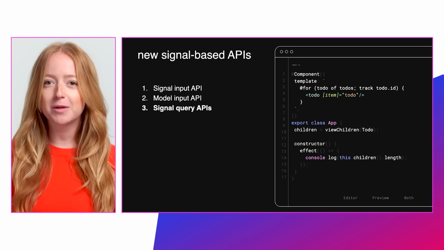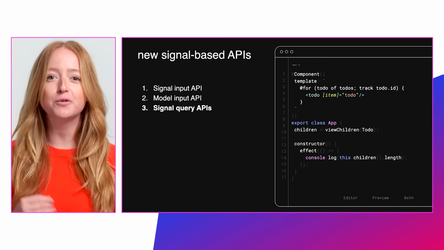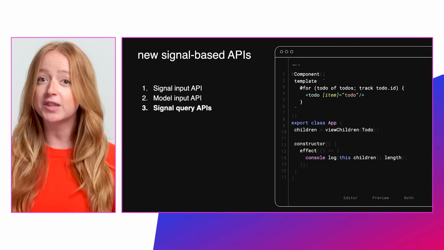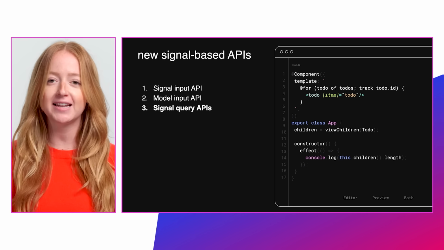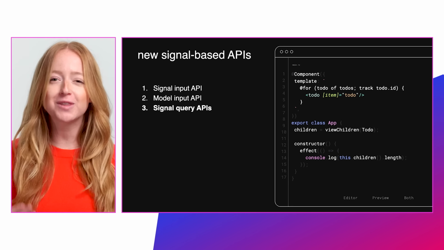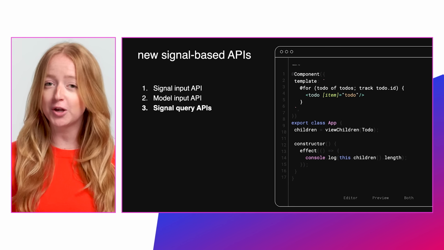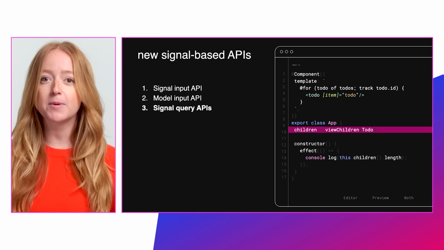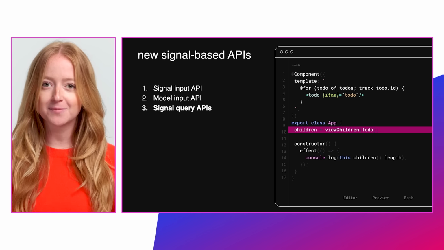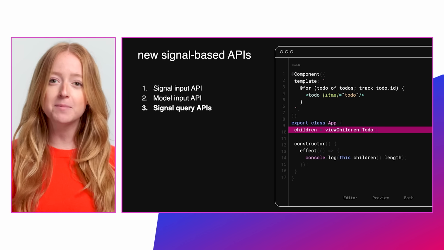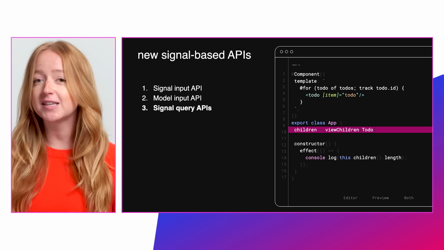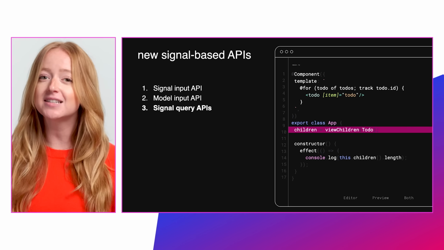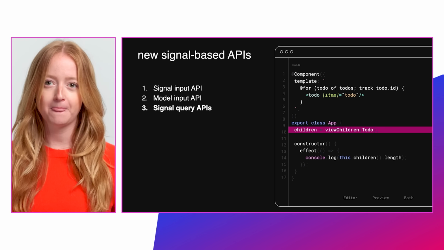We know that developers have long wanted a type-safe, reactive way to interact with content children and view children in templates. We heard you loud and clear, and that's why we've built the new Signal Query APIs. The new approach exposes query results as signals, which means that query results can be composed with other signals using computed or effect, and drive change detection.